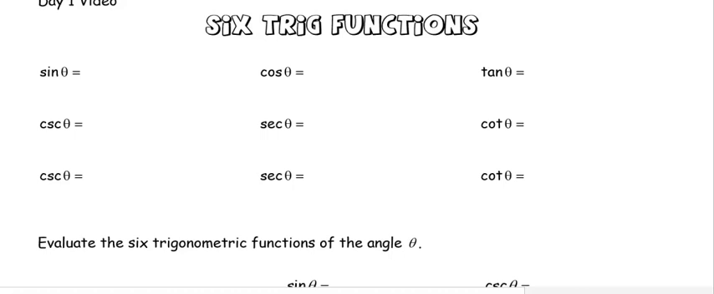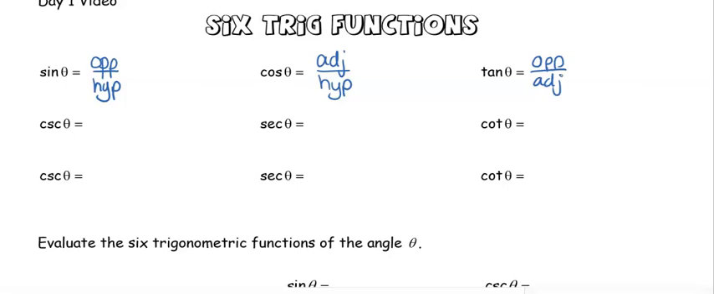Hello, today we are going to be looking at the 6 different trig functions of a right triangle. You already know 3 of them from geometry: sine, cosine, and tangent. So let's go ahead and start there. We know that the sine of an angle, that trig ratio, is the opposite side over the hypotenuse. The cosine is the adjacent leg over the hypotenuse, and tangent is the opposite leg over the adjacent leg. Now, again, that's review.